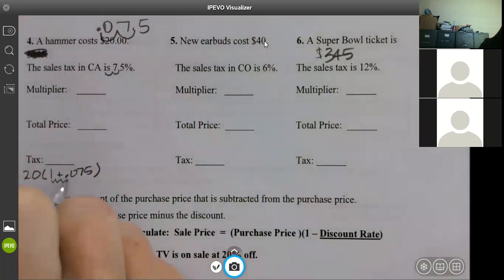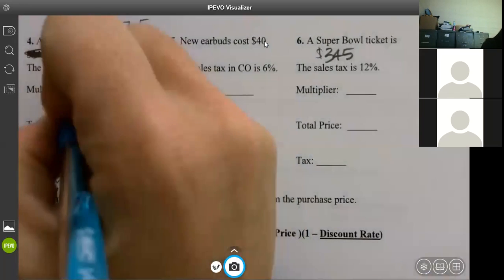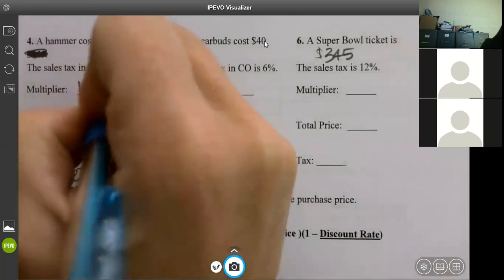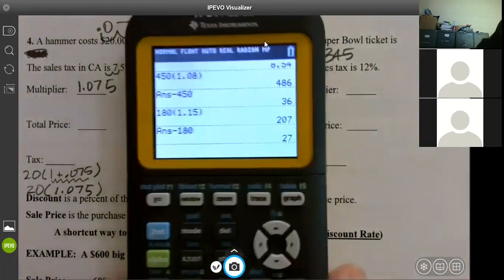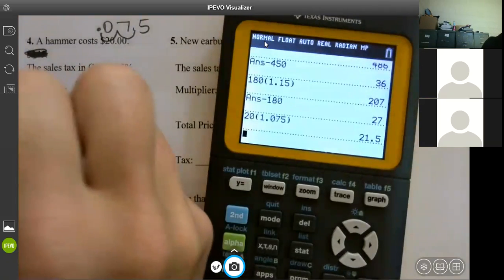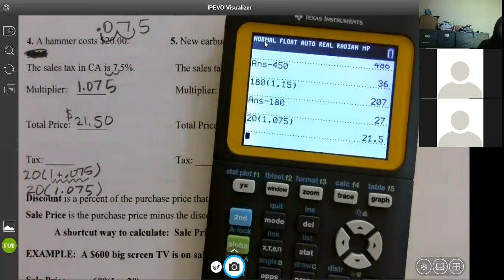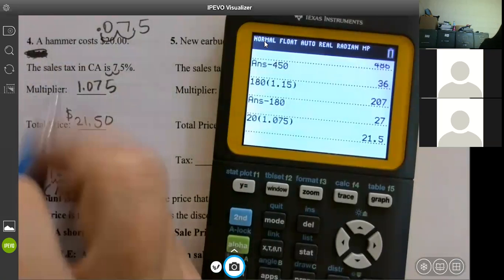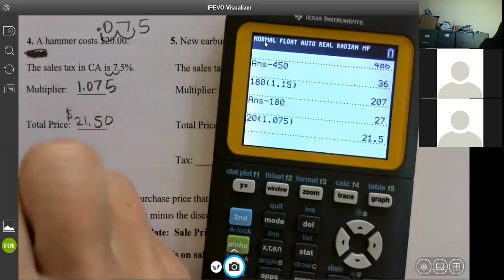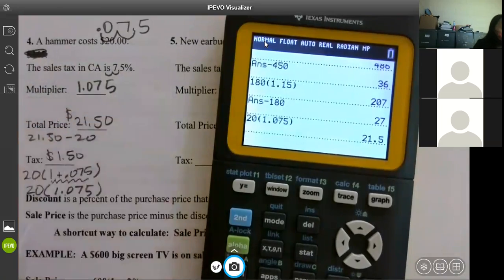What's my multiplier? Perfect. 1.075. My total price, I'm going to put that in my calculator. 20 times 1.075 gives me $21.50. How much tax was there? $1.50. We started with $21.50, started with 20, sorry.